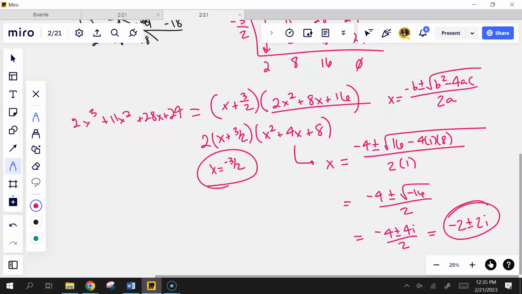Why are you making the 4 negative? Four times 1 times 8 is 32, so 16 minus 32.